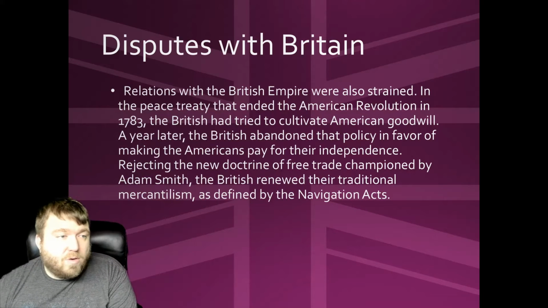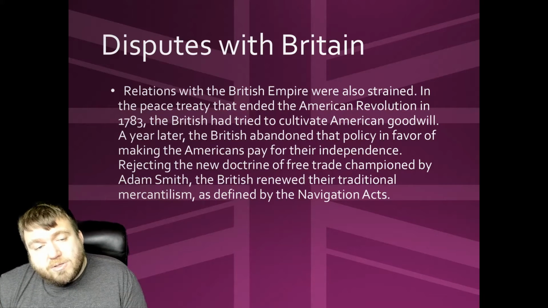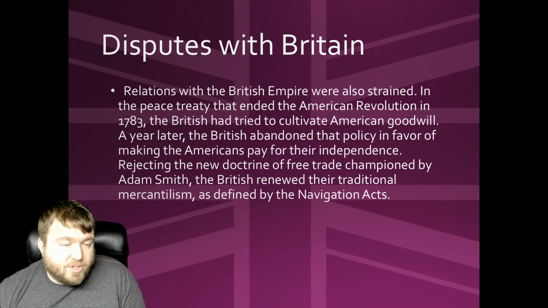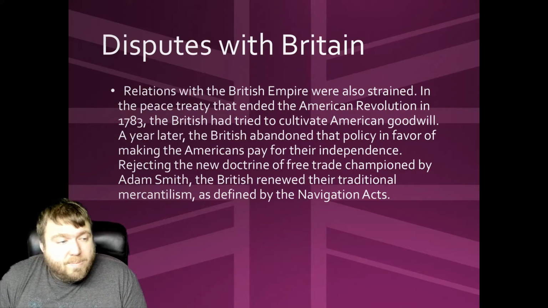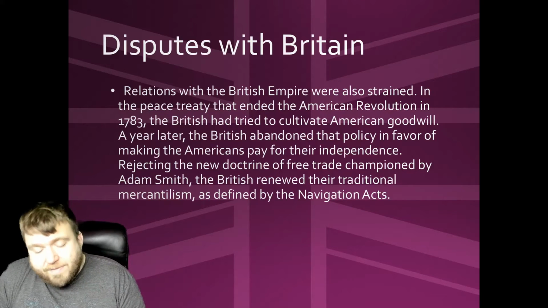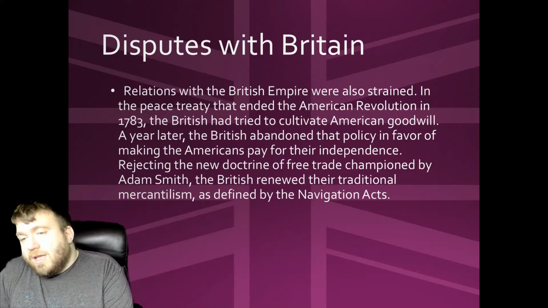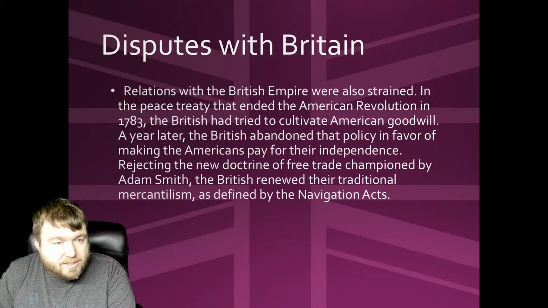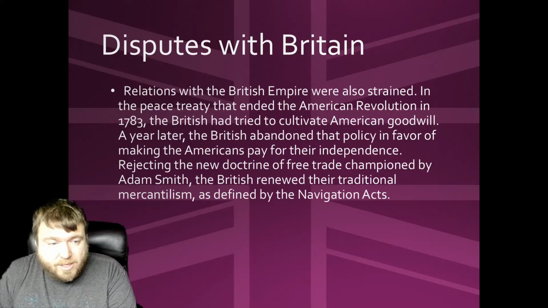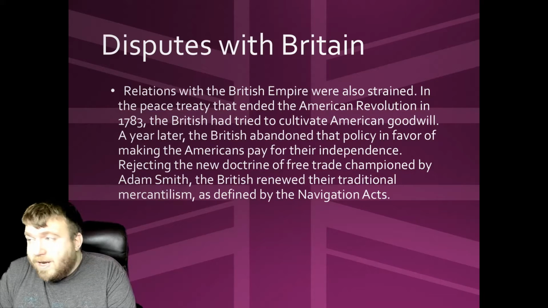Disputes with Britain. Relations with the British Empire were also strained. In the peace treaty that ended the American Revolution in 1783, the British had tried to cultivate American goodwill. A year later, the British abandoned that policy in favor of making the Americans pay for their independence. Rejecting the new doctrine of free trade championed by Adam Smith, the British renewed their traditional mercantilism as defined by the Navigation Acts. So, at first the British were trying to play nice with the Americans to try to make them an ally, and then they just decided, you know what, let's just show these people who's boss. So they are going to be very difficult to deal with.